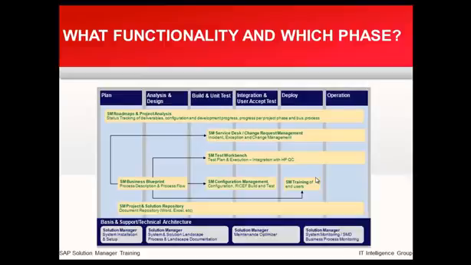Then what functionality is provided at which phase. Here we can see that different functionality is provided by Solution Manager at different phases of implementation. For the plan phase, you can see that we have Solution Manager roadmap and project analysis. Then you have business blueprint creation. Then we have Solution Manager project and BPR, that is business process repository creation. So in the plan phase, this is getting created.